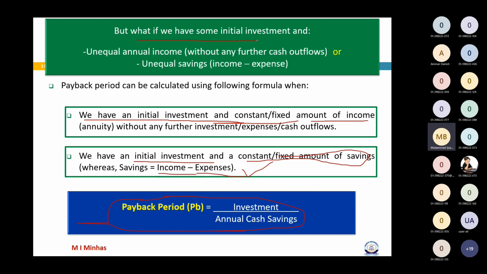But what if we have some initial investment and then unequal income or unequal saving? In that case, we cannot use this formula. This is the concept that I showed you at the start of this topic today, that there are two possible scenarios. In one scenario, we may have an investment and fixed incomes or savings. And in the second scenario, we had one fixed investment. After that, we had different incomes. And for that, we had to draw that table. Do you remember it? 5, 4, 3, and 1 was the case. Okay.